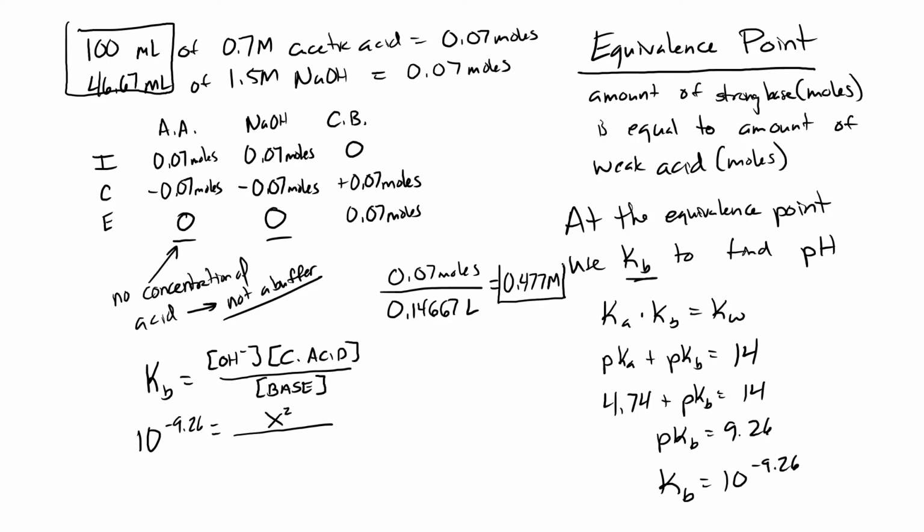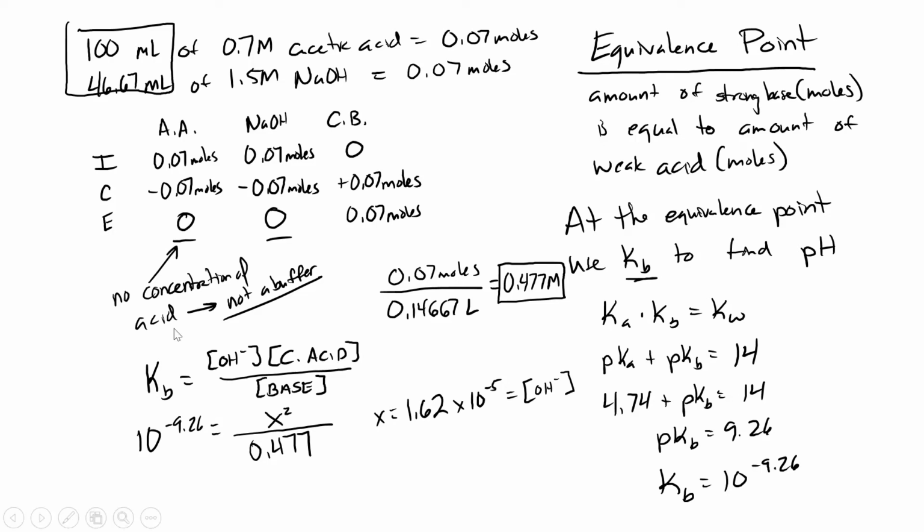So this is why the equivalence point is kind of a bear to calculate, because we've been ignoring the volume for most of the time, but now we have to use these volumes in order to get the concentration of the base. We know how many moles we have, but we need it to be in molarity in order to make sense of everything else. Okay, 0.477. Solve for x. X equals 1.62 times 10 to the negative fifth. So this is the concentration of OH minus.